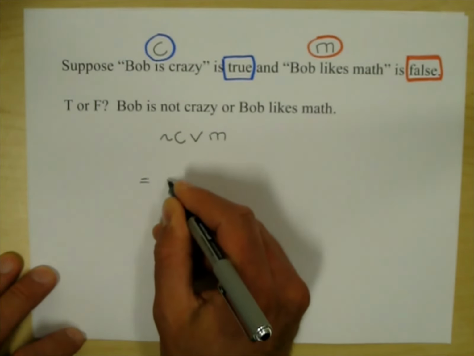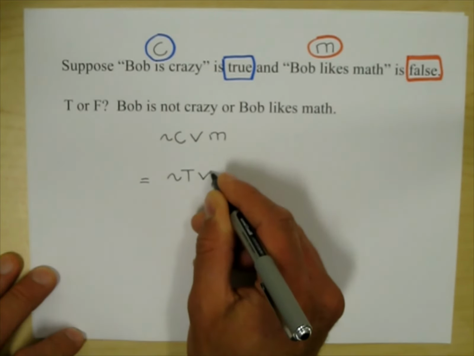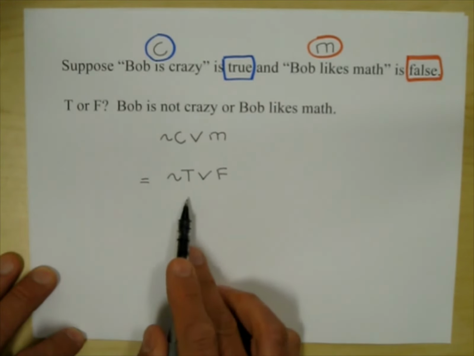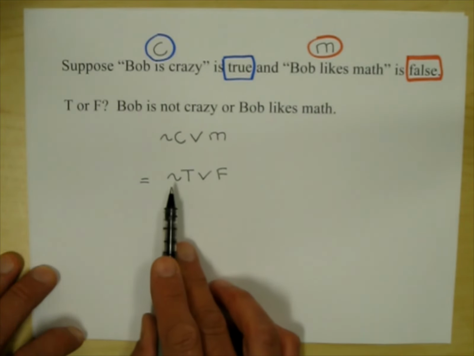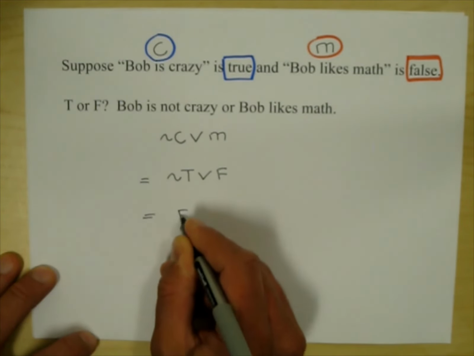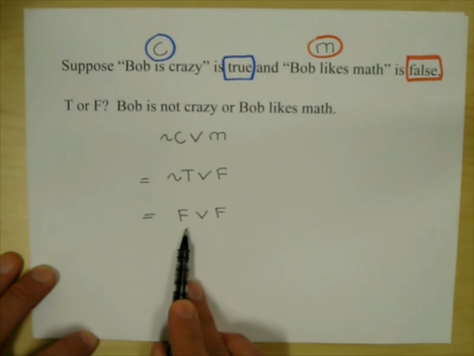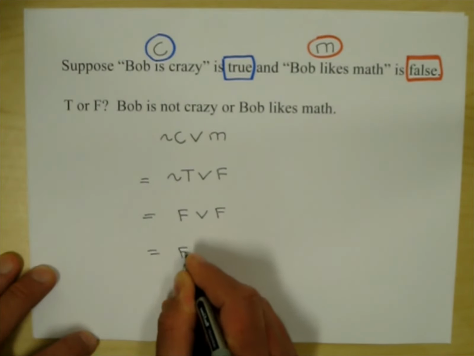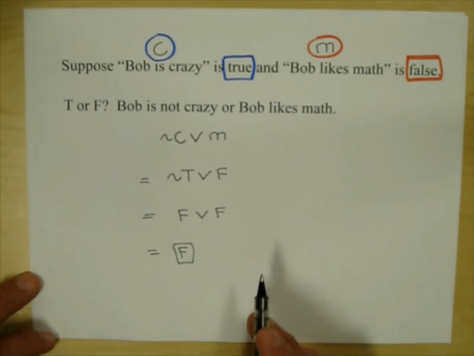So watch this. This is not true or false. So now I'm doing a problem like from the last page. I have to use my order of operations. So negation is stronger, so not true happens to be false. Okay, so this not true became a false, and then I'm going to go false or false is false. So Bob is not crazy or Bob likes math is a false statement.